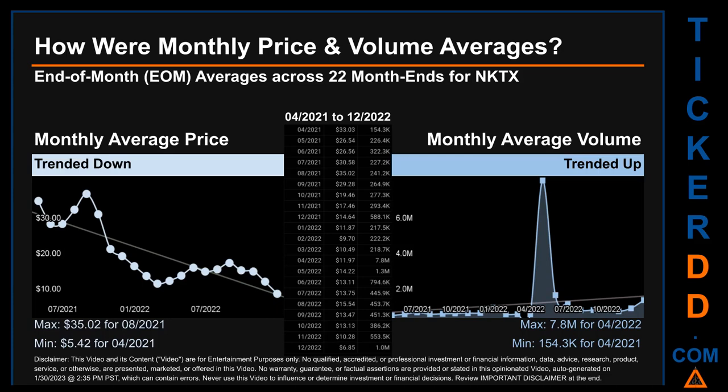How were price and volume averages for NKTX? Across 448 trading days, there were a total of 22 month ends, of which monthly averages for daily price and volume were calculated. Overall, monthly price average trended down while monthly volume average trended up. The maximum end-of-month average price was $35.02 for 08-2021 while the minimum was $5.42 for 04-2021. Looking at volume, 04-2022 and 04-2021 respectively saw the highest and lowest monthly average volume at 7.8 million and 154.3 thousand.